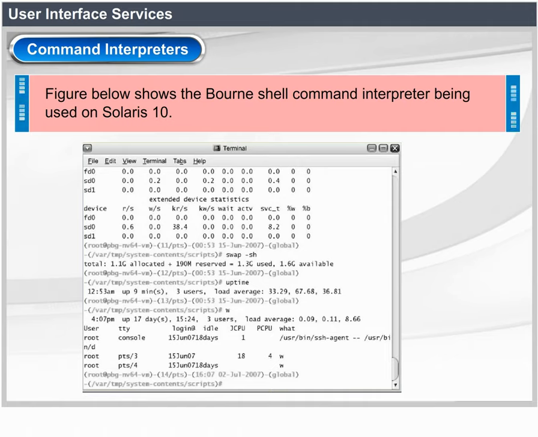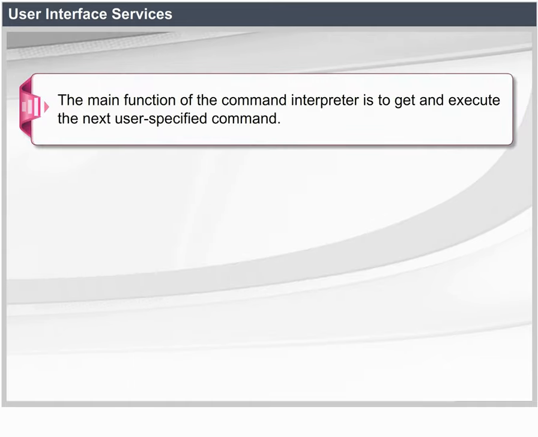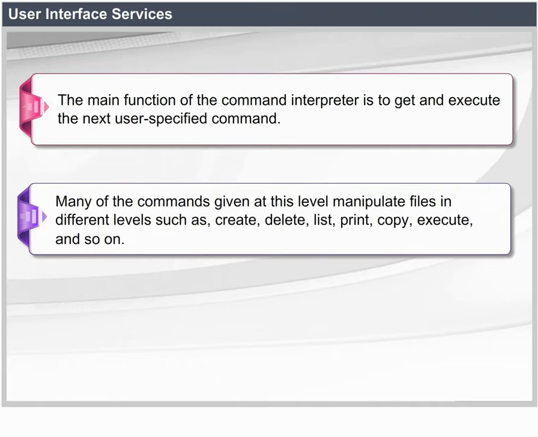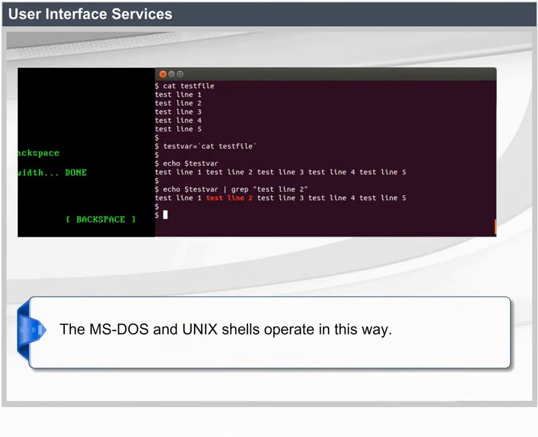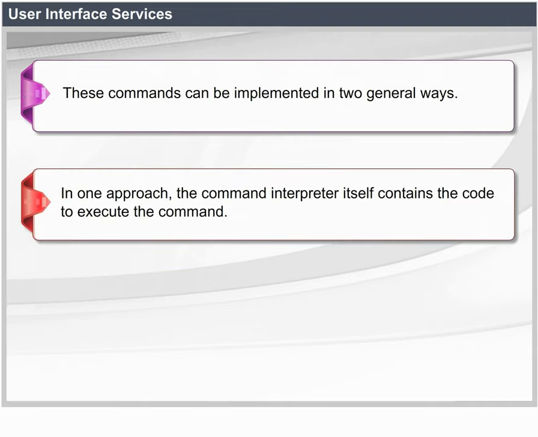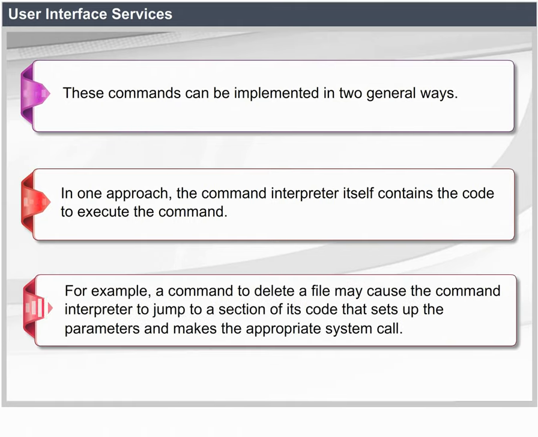The main function of the command interpreter is to get and execute the next user-specified command. Many of the commands given at this level manipulate files: create, delete, list, print, copy, execute, and so on. The MS-DOS and Unix shells operate in this way. These commands can be implemented in two general ways. In one approach, the command interpreter itself contains the code to execute the command. For example, a command to delete a file may cause the command interpreter to jump to a section of its code that sets up the parameters and makes the appropriate system call.